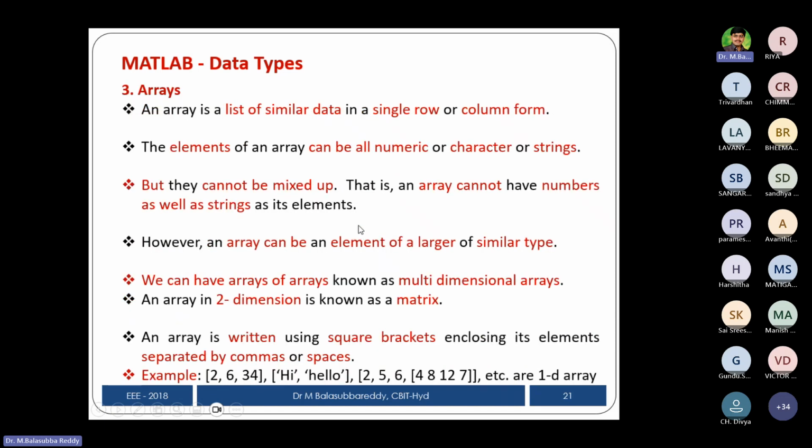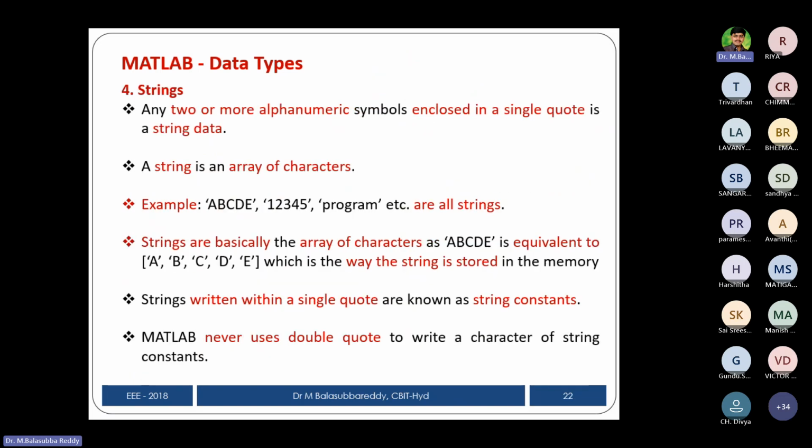And arrays: a list of similar data in a single row or column form. We will cover all these points anyhow. Suppose A is equal to 1, 2, 3, or X is equal to 4, 5, 6. These are all arrays only. An array can be an element of a larger similar type, and there is a two-dimensional array also, because of matrices. So if you consider a 2 by 2 matrix, that is a two-dimensional array, and a three-dimensional array like that is also available.